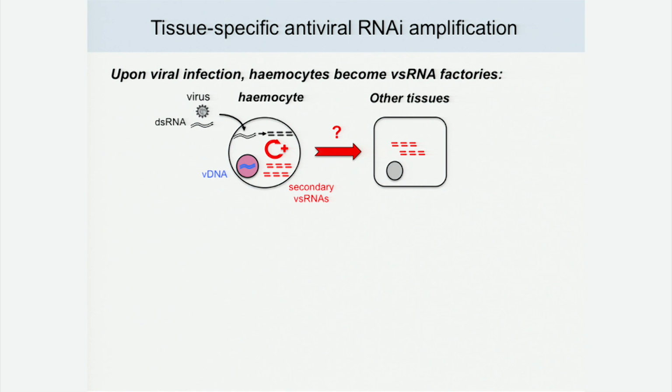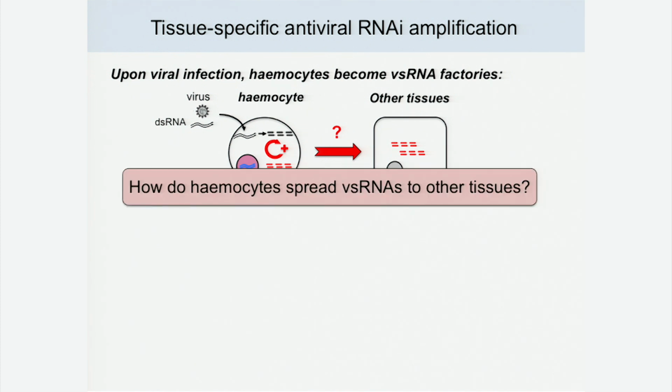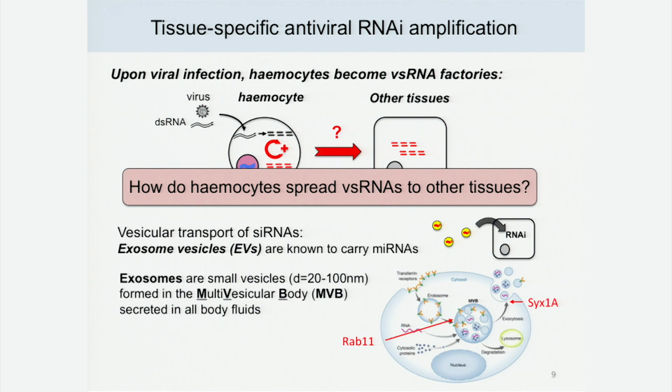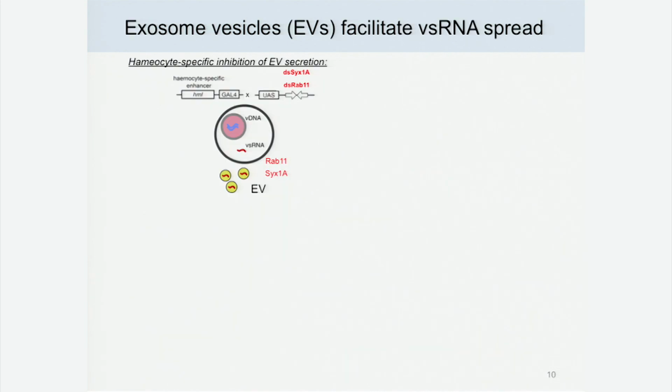Okay, so it's great. We have these circulating hemocytes. They can make viral DNA. They can make more siRNAs. But how are you going to protect the fly if only one cell type makes them? So you have to spread the signal. A good candidate was exosome vesicles, because they were already known to carry microRNAs. So we used the same genetic tools to target two genes known in flies to prevent the production and secretion of exosomes, specifically in the hemocytes.